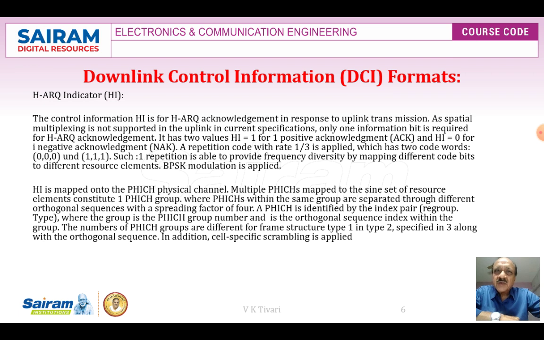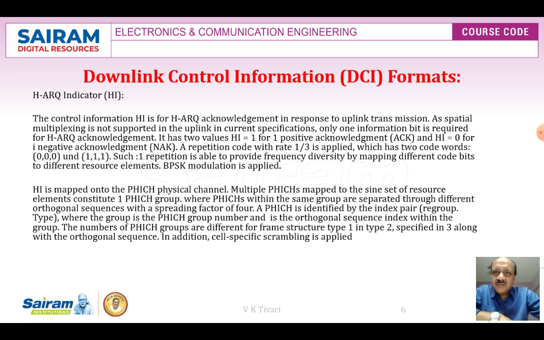Binary PSK modulation is applied. HI is mapped onto the PHICH physical channel multiplex. It is mapped to a set of resource elements that constitute one PHICH group. PHICHs within the same group are separated through different orthogonal sequences with a spreading factor of 4. A PHICH is identified by the index pair, where the group is the PHICH group number and the orthogonal sequence index within the group.